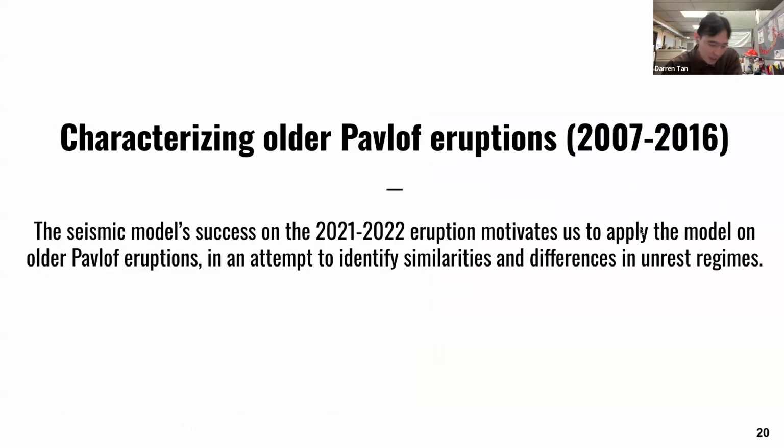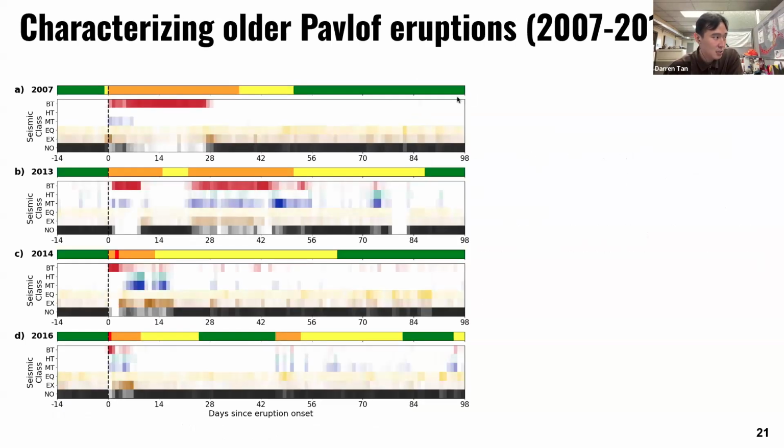So, nevertheless, we do think that the characterization of the 2021 to 2022 eruption was pretty cool. And since we had the data and we had the model, why not just try it on the prior eruptions? So as I mentioned, Pavlof volcano is frequently erupting. It last erupted numerous times, 5 times between 2007 and 2016. So here we do the same thing and just look at the seismic summary. We set aside the infrasound model due to the lack of infrasound data for earlier eruptions.